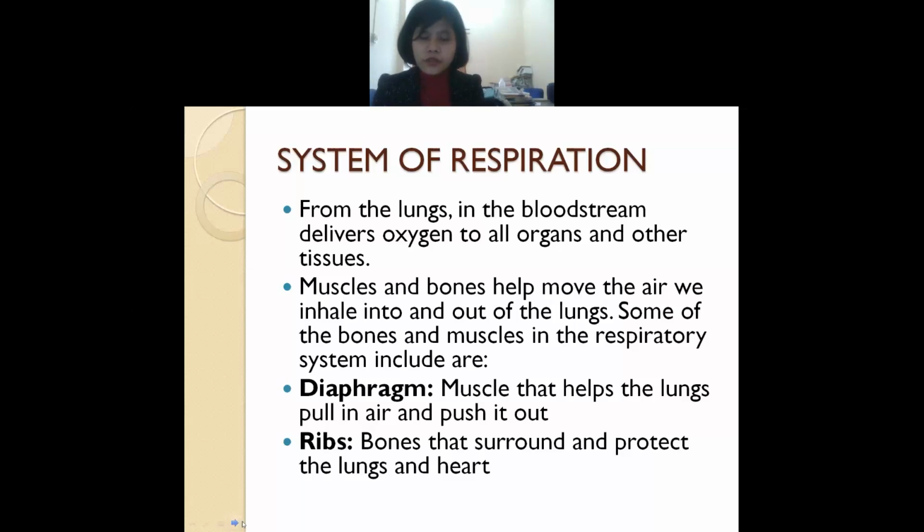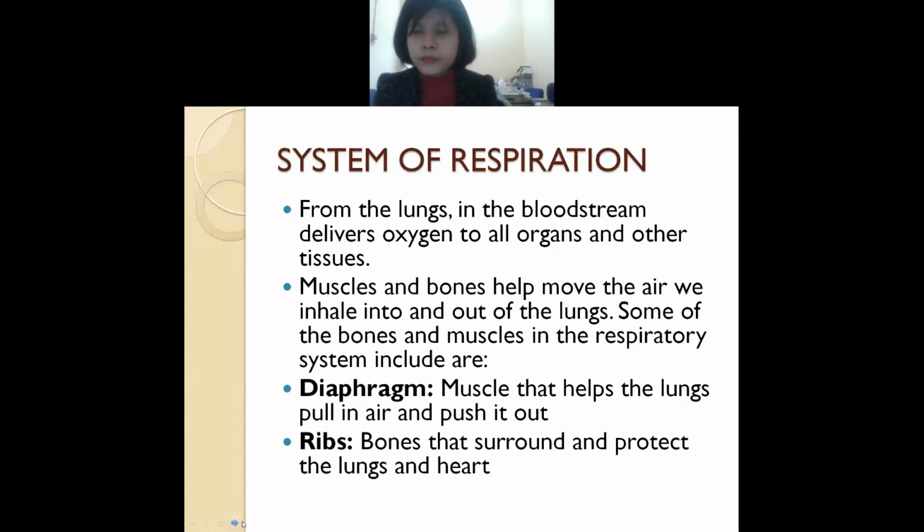And in this, what will you find in the system of respiration? You will find that some muscles as well as your bones, they will help in moving the air. I mean, when you breathe in and breathe out, right? So the muscles and the bones also play an important role for you to respirate, for you to breathe. Understand? For you to breathe, it helps in that.